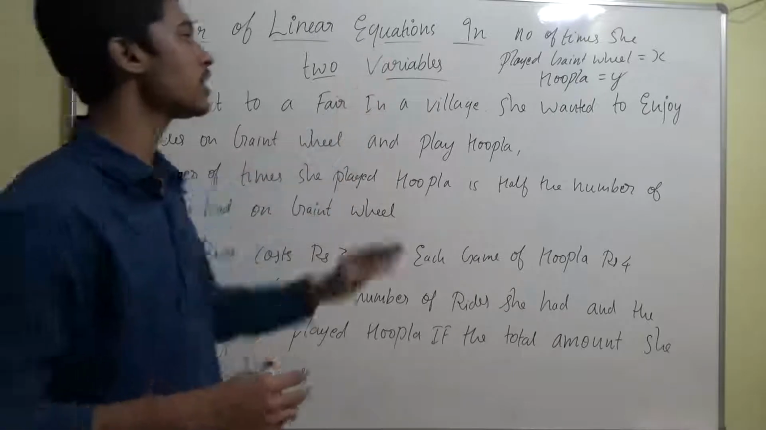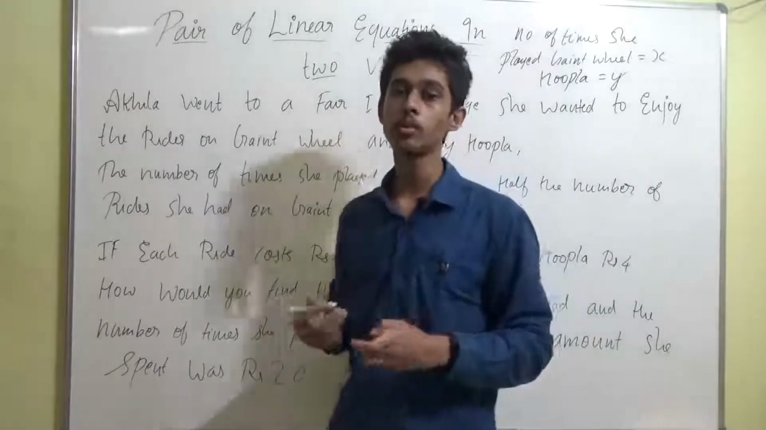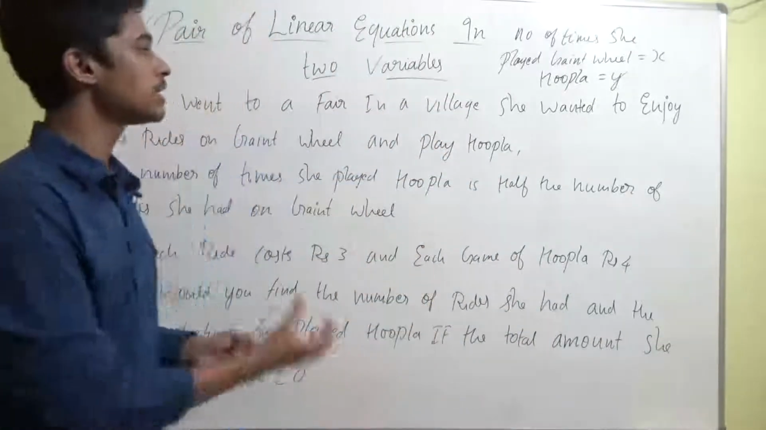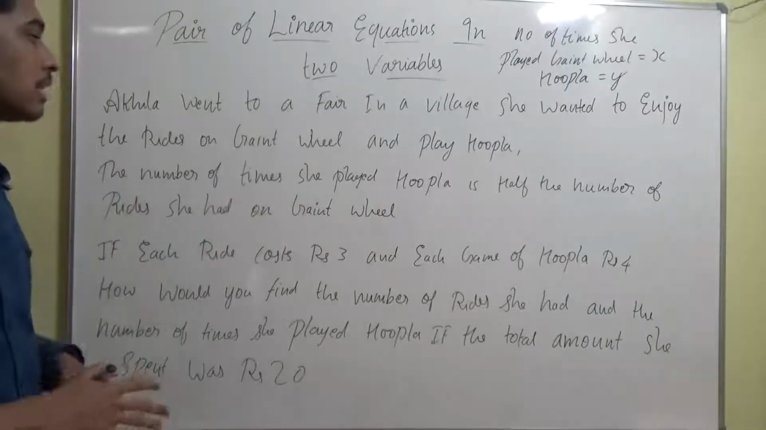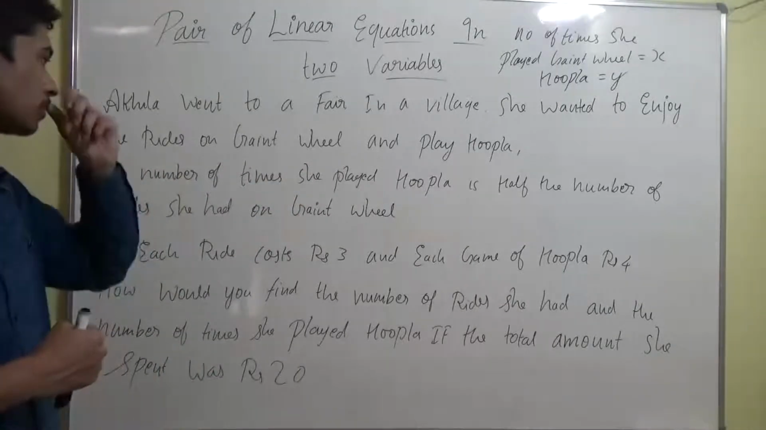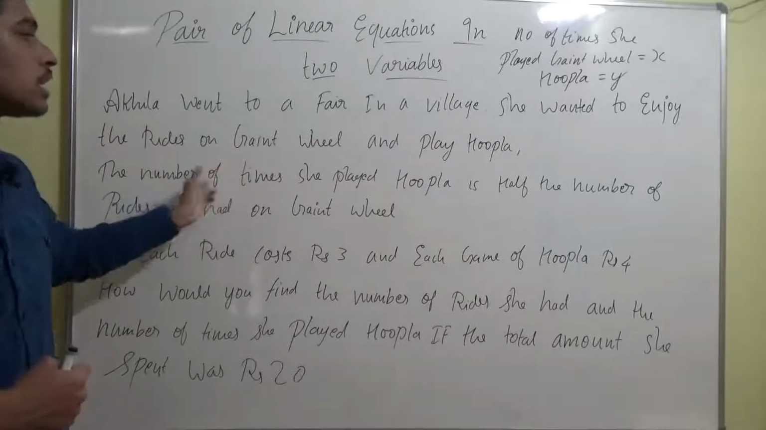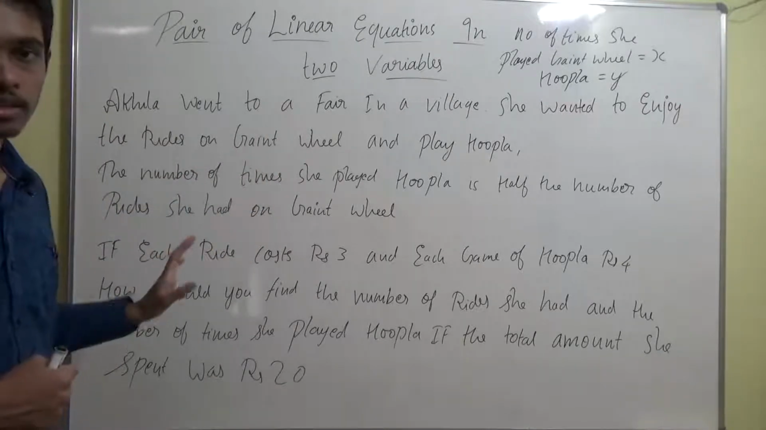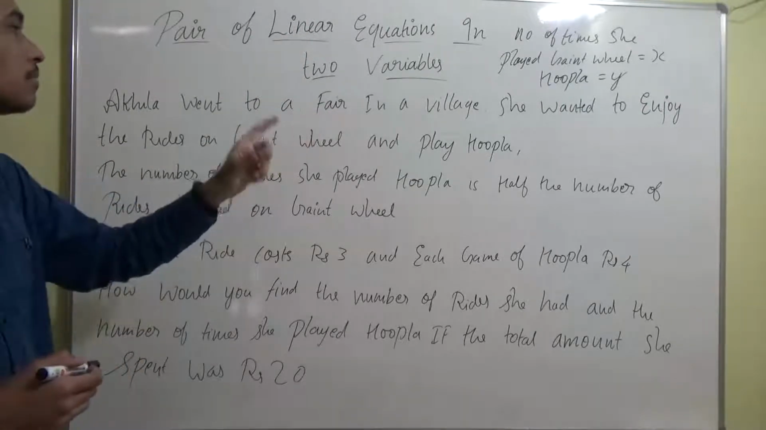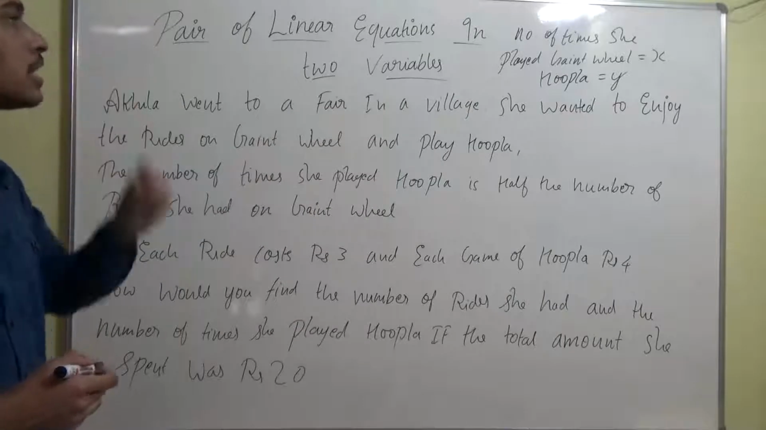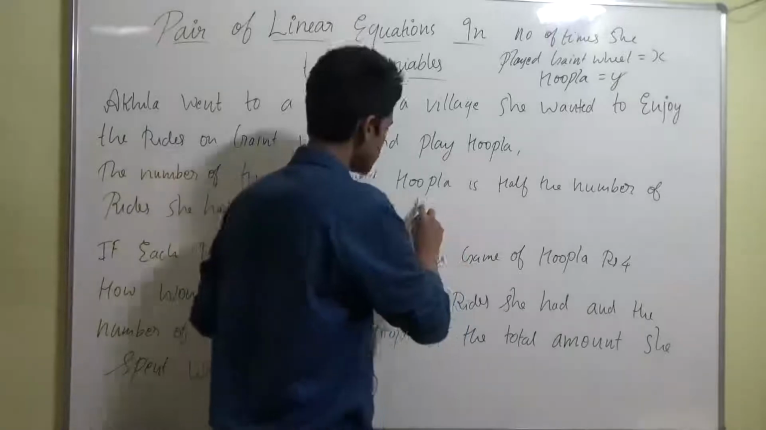And how to get these variables, you will become thorough by practicing more and more questions. After you practice more, you will get to know how to assume which thing as which variable. Even now you will be able to assume it because it's logical, since they have given a sentence which can be formulated into mathematical form. So first we assume, now let's formulate into mathematical form. Since they said the number of times she played hoopla is half the number of times she rode the giant wheel, which means, let's do it here. In this gap I'll do it.